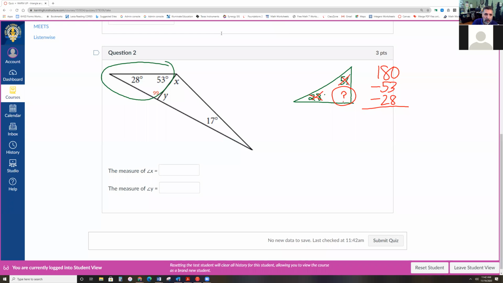And then again, that might not be what I'm looking for, but it's going to help me find what I'm looking for. 99.